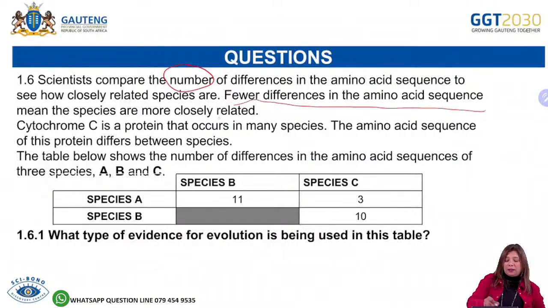We know this, isn't it? The less differences means we're closely related. That's why we look very similar to our brothers and sisters. As much as some of us don't like it, you in a family would look very similar.